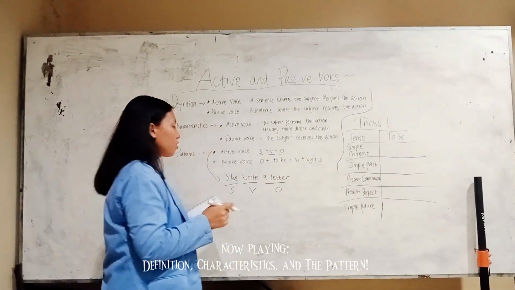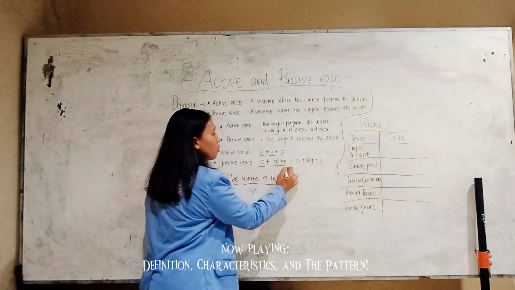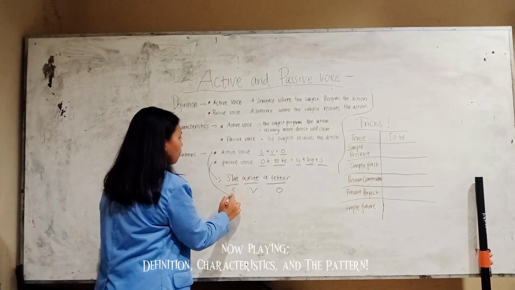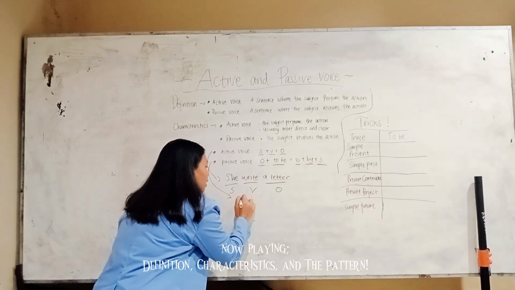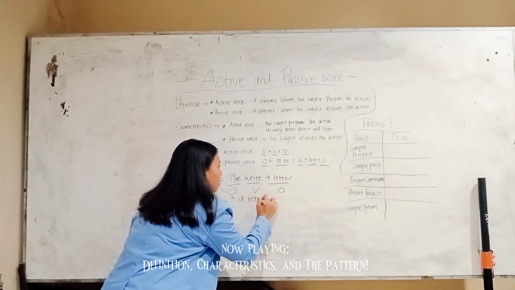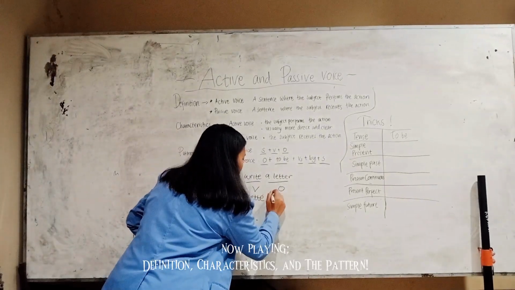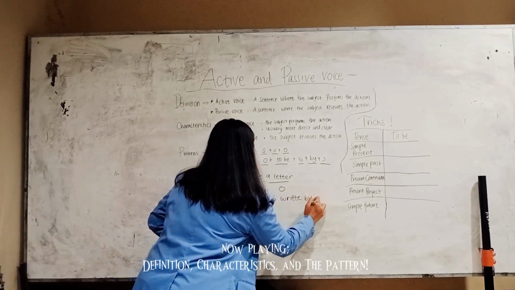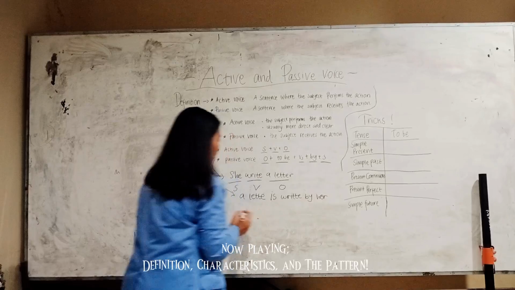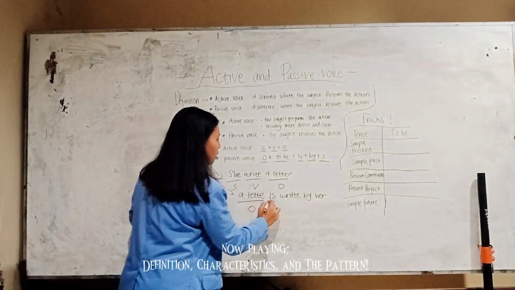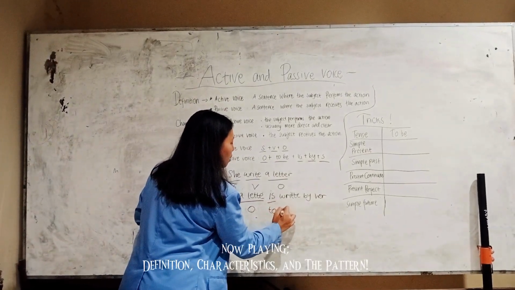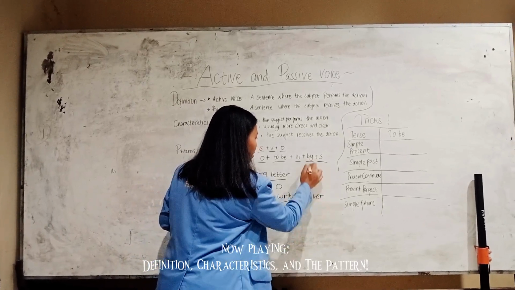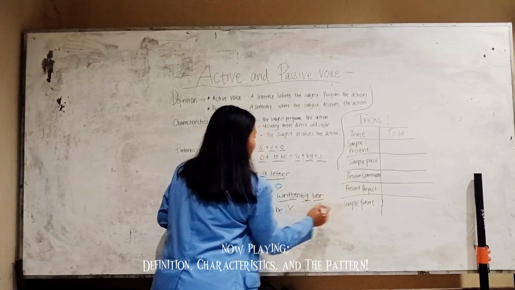And the pattern of passive voice is object plus to be plus verb 3 plus by plus subject. The example of passive voice is: a letter is written by her. This is the object, this is to be, this is the verb, this is by, same with the pattern and the subject.